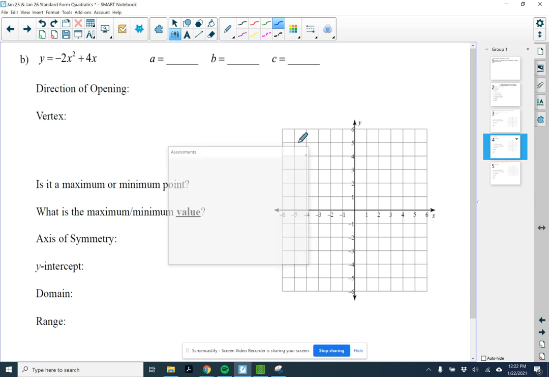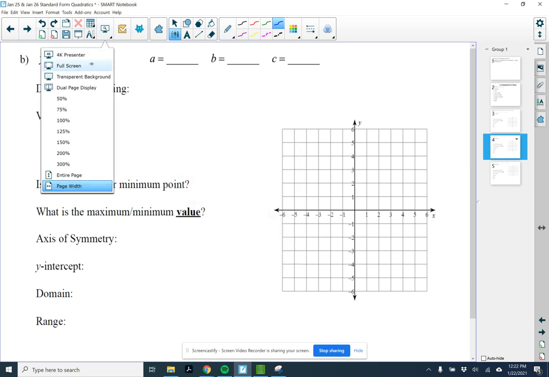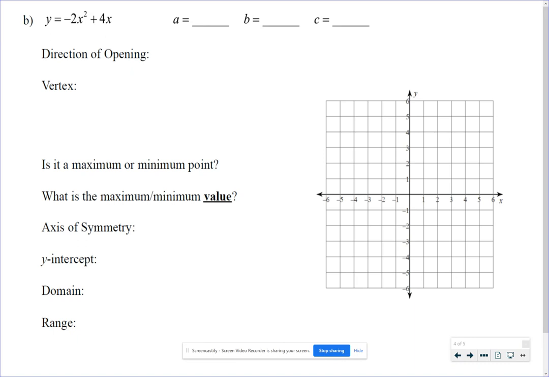All right, we are going to do the second page of the notes. We're going to graph two more quadratic functions that are given in standard form. So notice the standard form: a is -2, b is 4, c is 0.